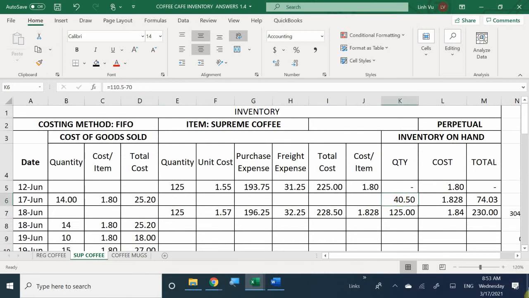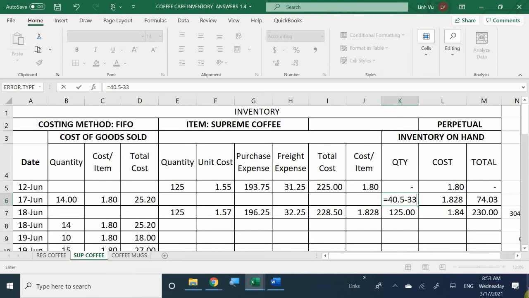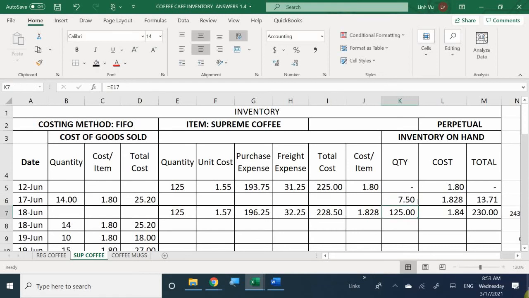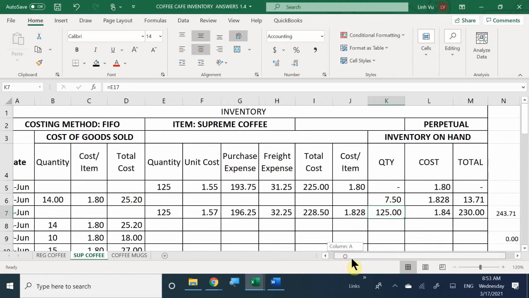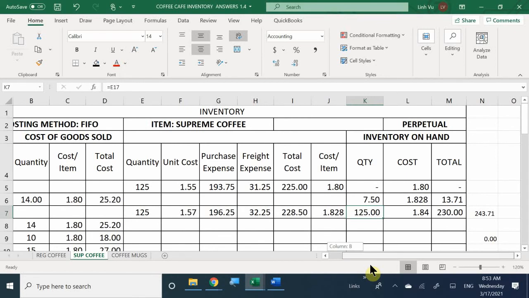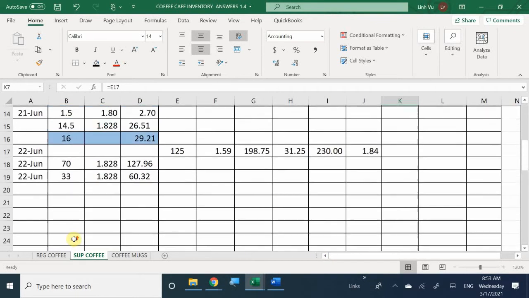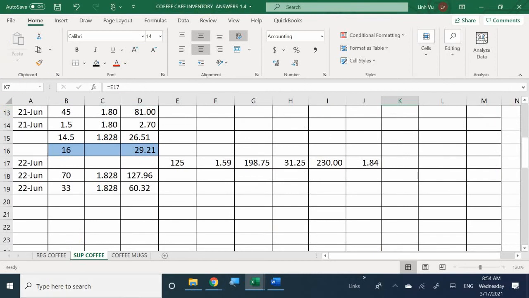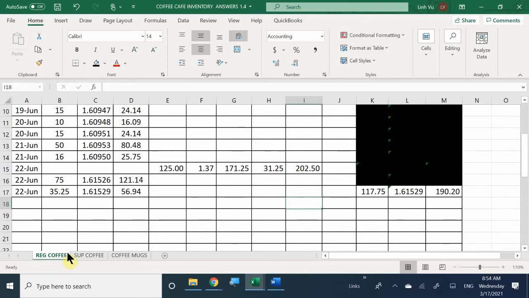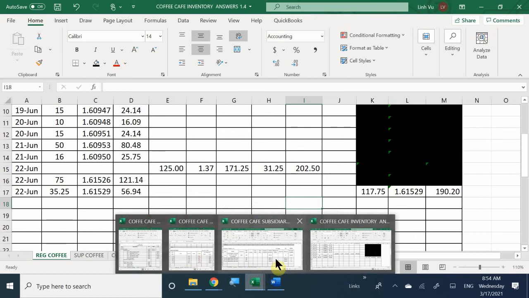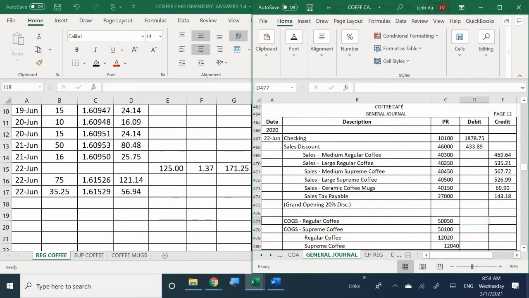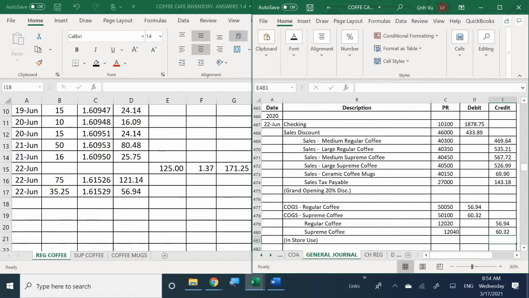So now let's go ahead and update our inventory. If you had 40.50, subtract 33, you should be left with 7.50, leaving you $13.71. All right, making sure that you should have a grand total of 243.71. Okay. So let's go ahead and journal this. So 60.32 for Supreme and 56.94 for regular. $56.94 and 60.32 in your Supreme. Okay. So now what's next?